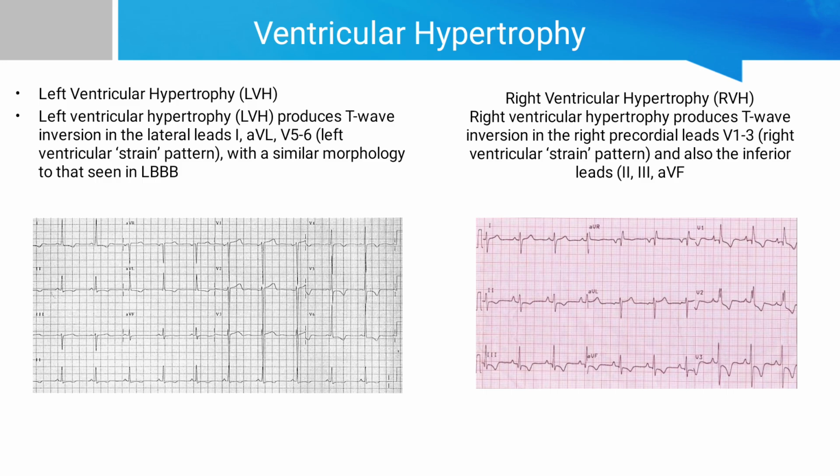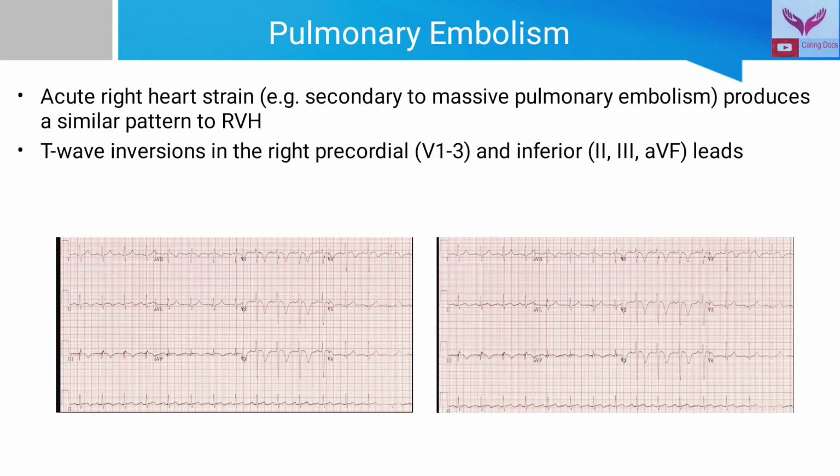Right ventricular hypertrophy produces T wave inversion in the right precordial leads, that is V1 to V3, and also the inferior leads, that is lead 2, 3, AVF.